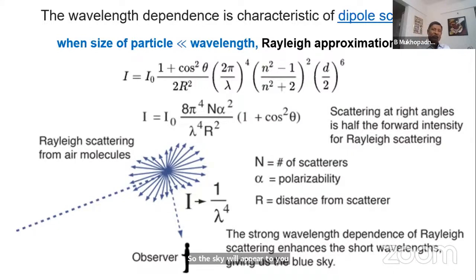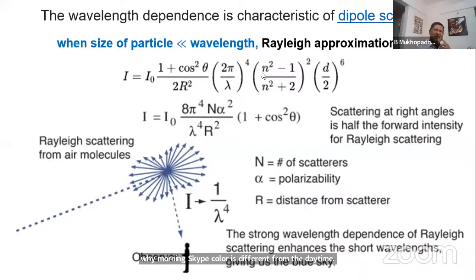And when you have red light, or the red end of the spectrum, you have much less scattering. That's all. But the distance factor R is the distance between yourself and the scatterer. When the sun is very low, this distance R is very high. And therefore, the role of R is to change the color of the sky. That's why the morning sky color is different from the daytime sky color. Is that clear to you?